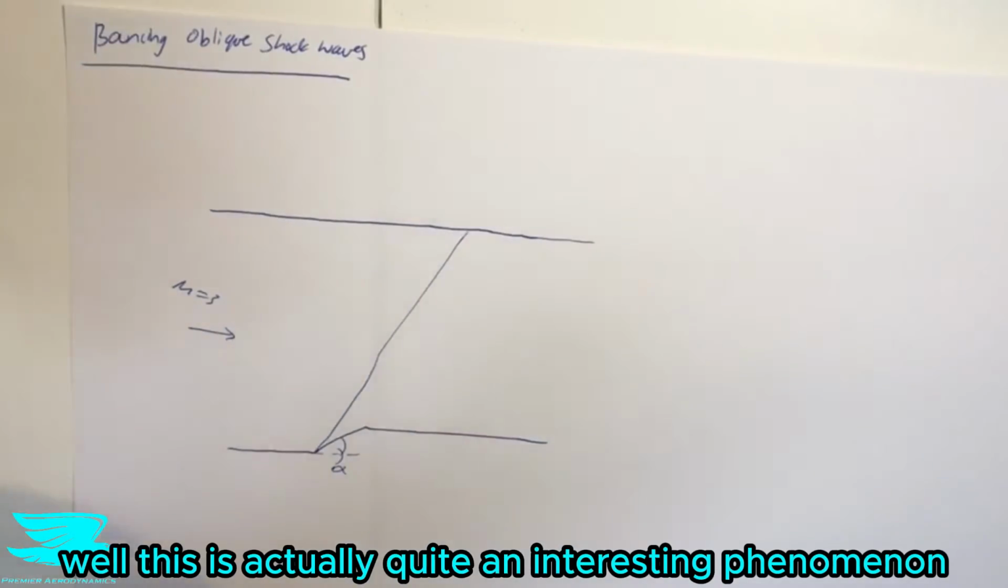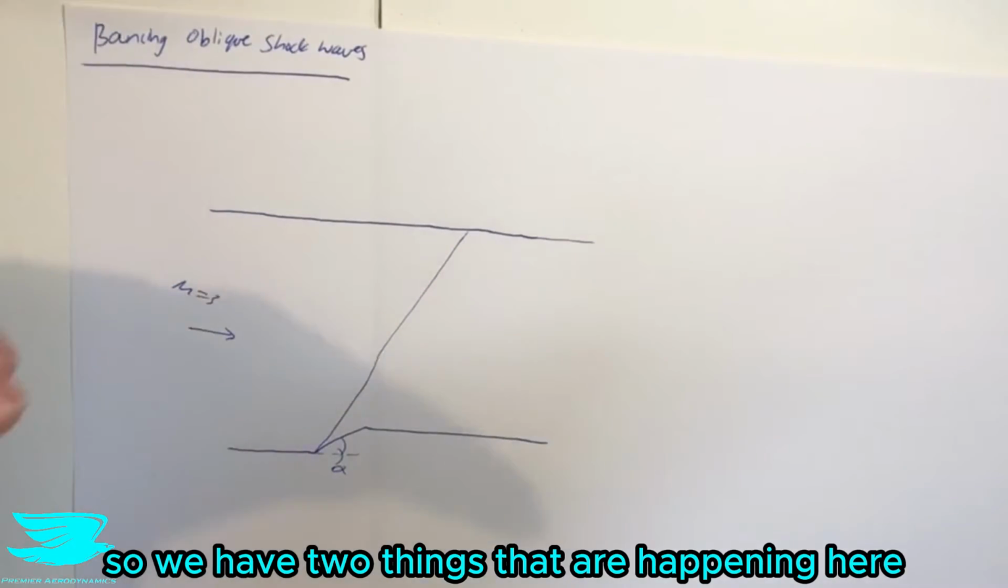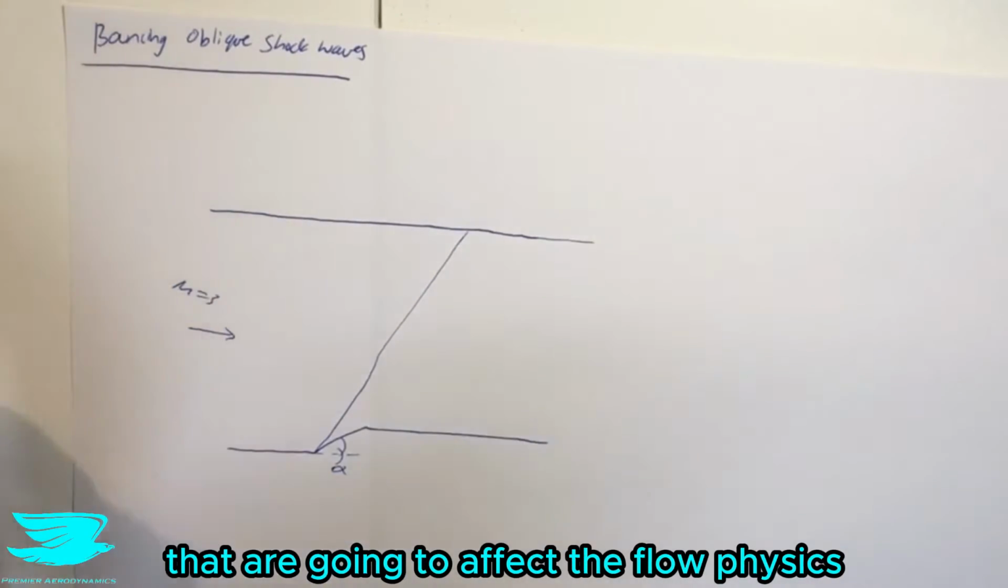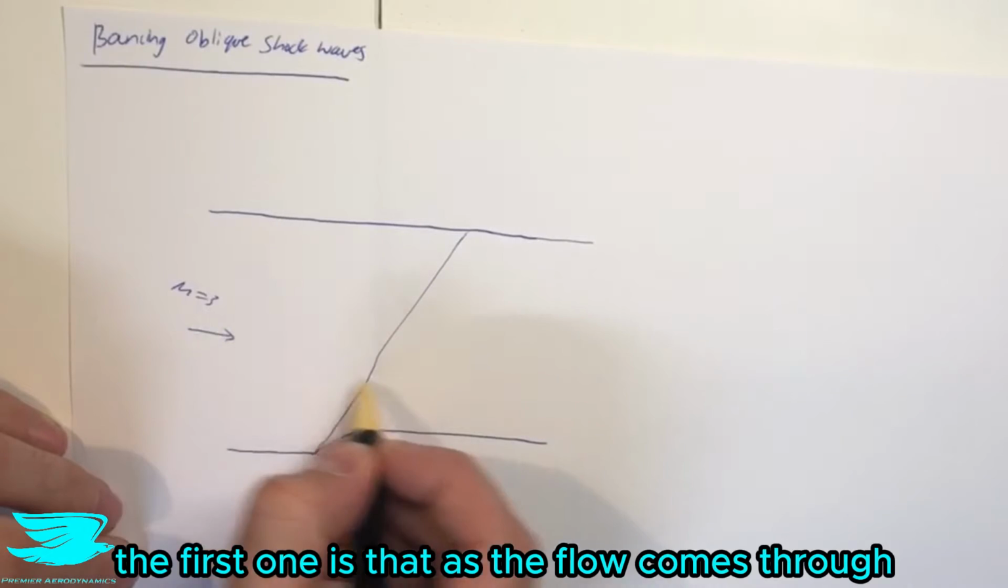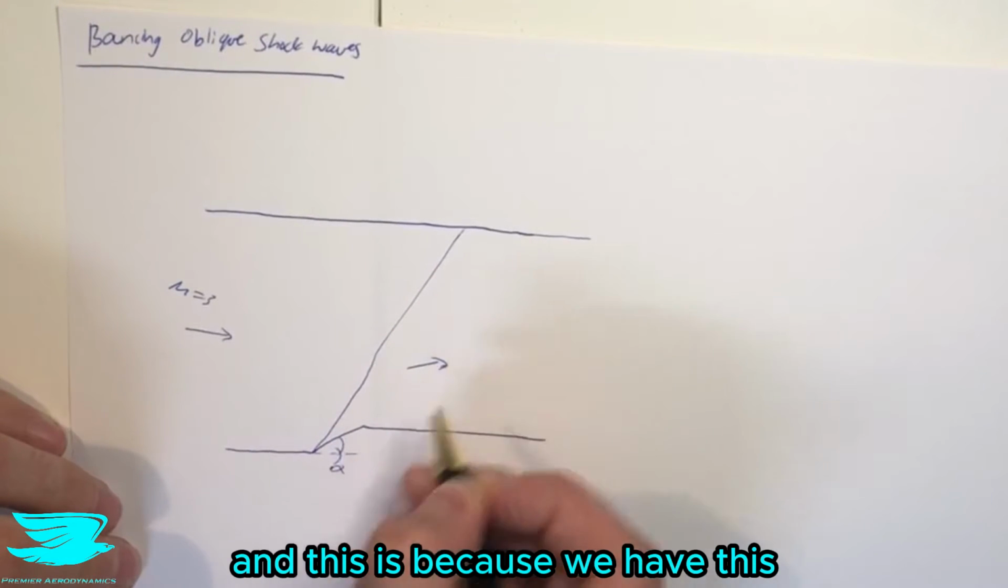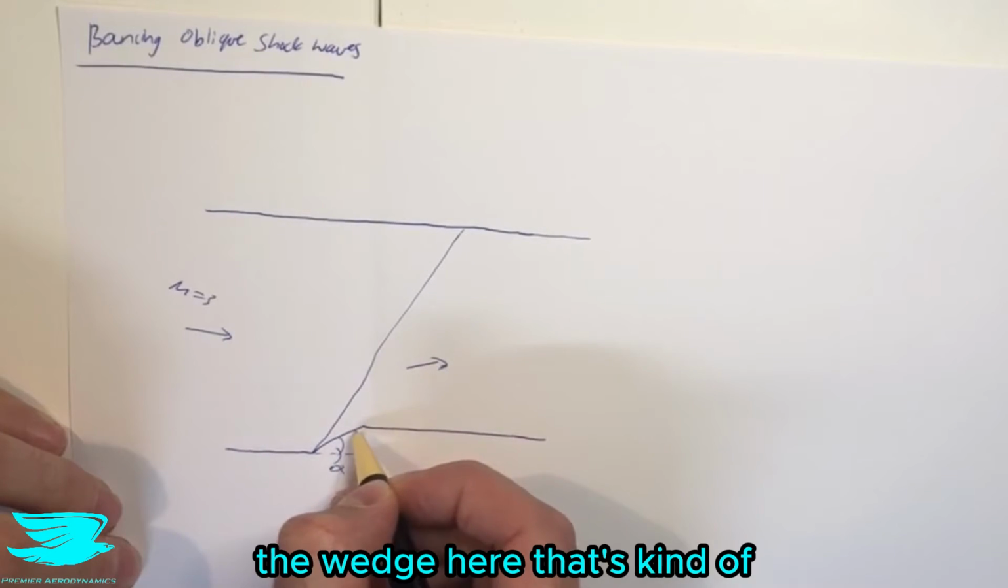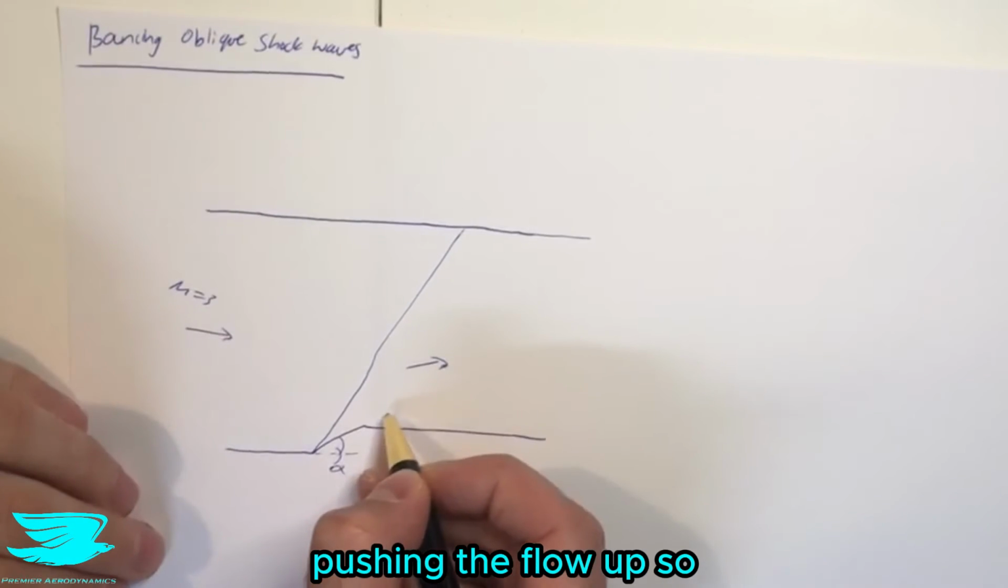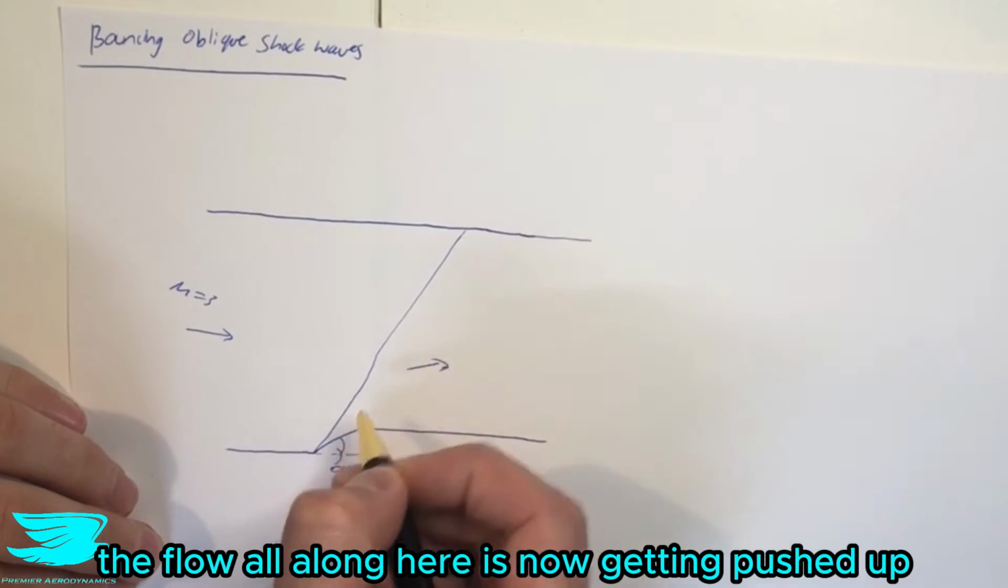Well, this is actually quite an interesting phenomenon. So we have two things that are happening here that are going to affect the flow physics. The first one is that as the flow comes through, it's actually going to be directed up a little bit. And this is because we have this little wedge here that's kind of pushing the flow up. So the flow all along here is now getting pushed up.